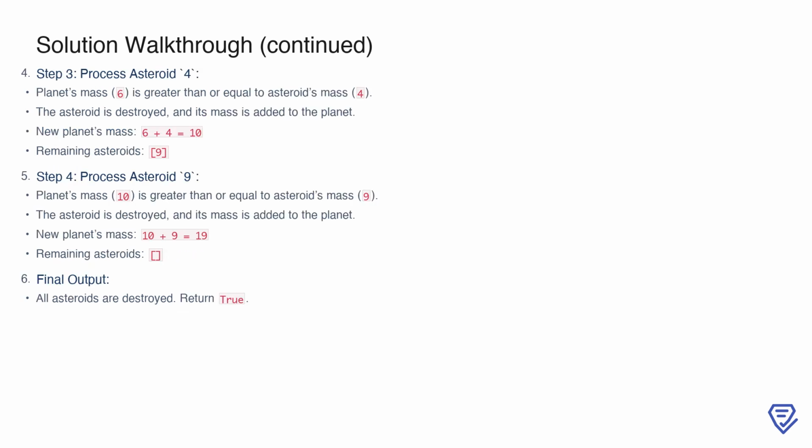The next asteroid to process has a mass of 4. With a planet mass of 6, the asteroid is destroyed, and its mass is added to the planet, resulting in a new planet mass of 10. The remaining asteroid is 9.